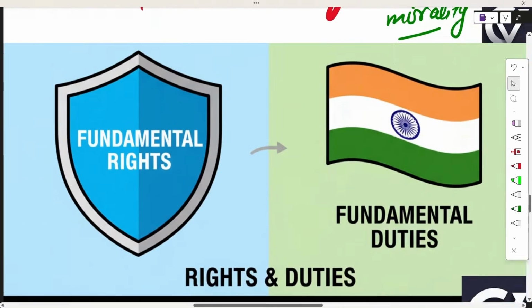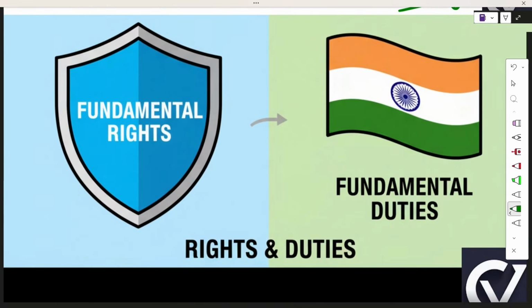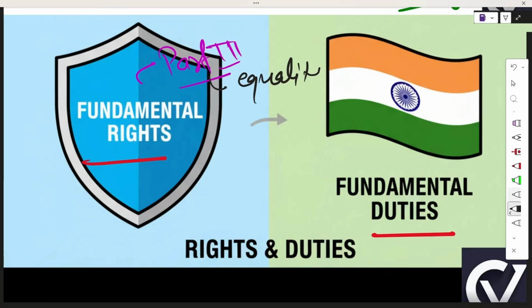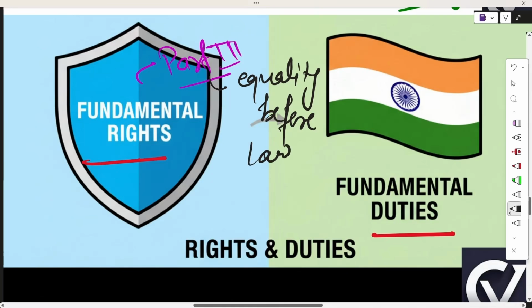Now let's talk about the eighth feature of India's constitution, and that is fundamental rights and fundamental duties. Part 3 of the constitution guarantees fundamental rights such as equality before law, freedom of speech and expression, protection of life and personal liberty, and right to constitutional remedies, etc. These act as a shield for the individual against arbitrary action by the state.